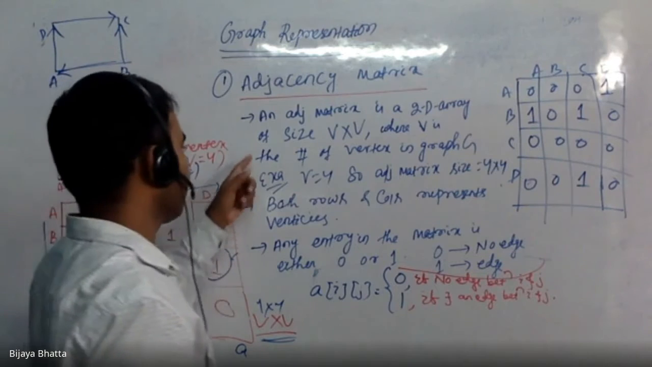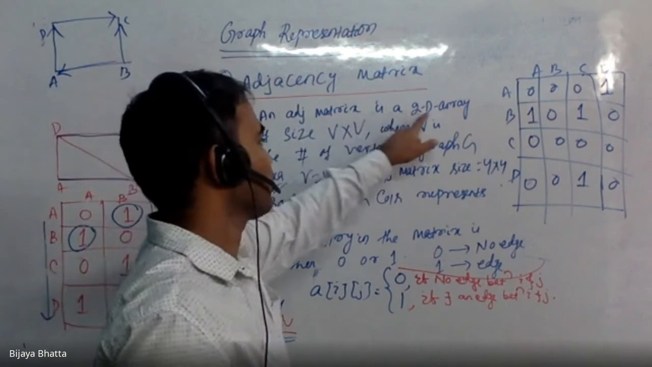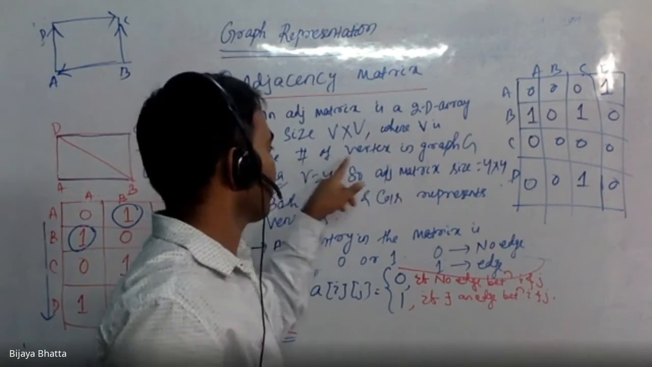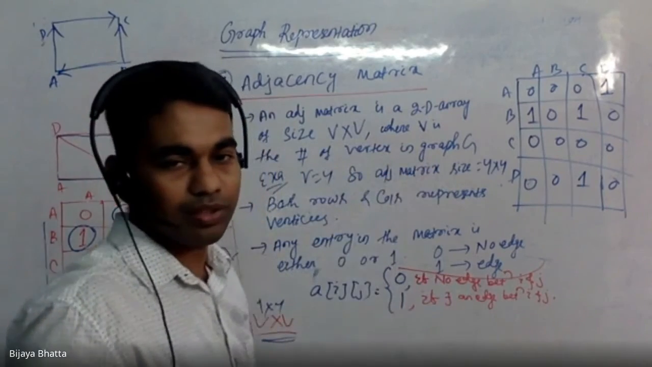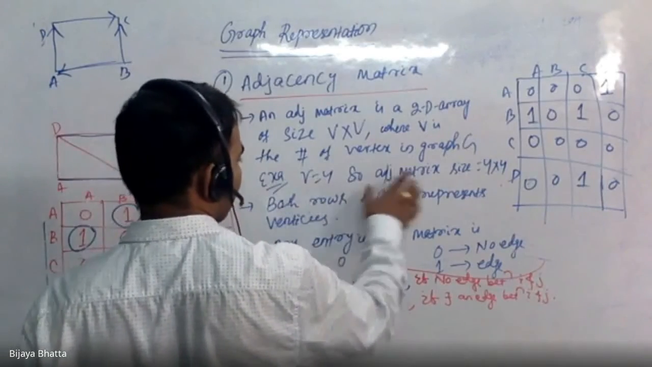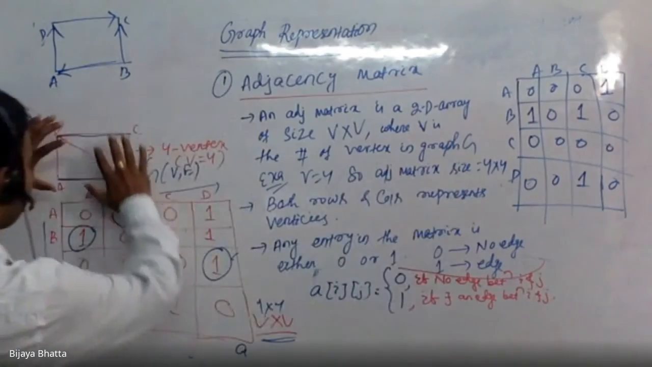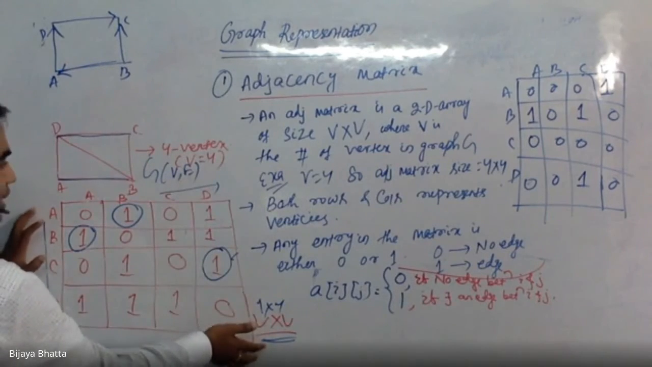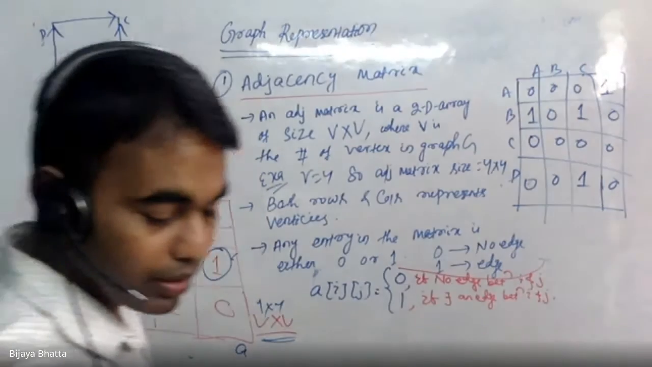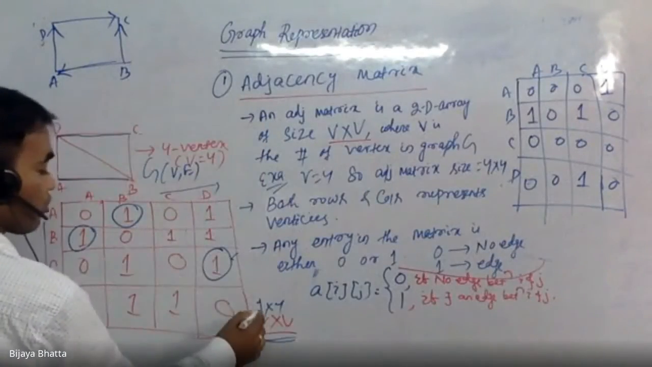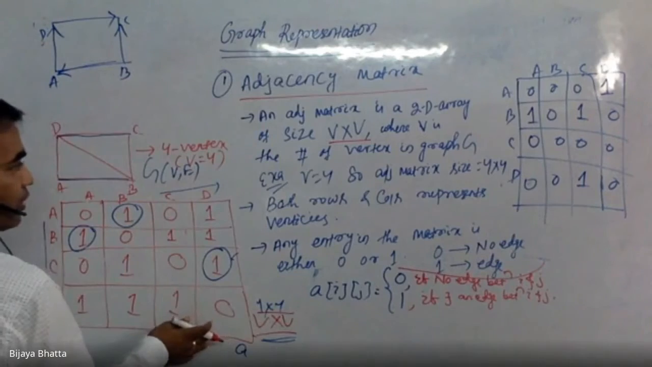So let's read this. An adjacency matrix is a two-dimensional array of size V cross V, where V is the number of vertices in the graph G. Example: V is 4. So if a graph of size 4 is given, what will be my matrix size? My matrix size will be V cross V, or 4 cross 4 in this example.